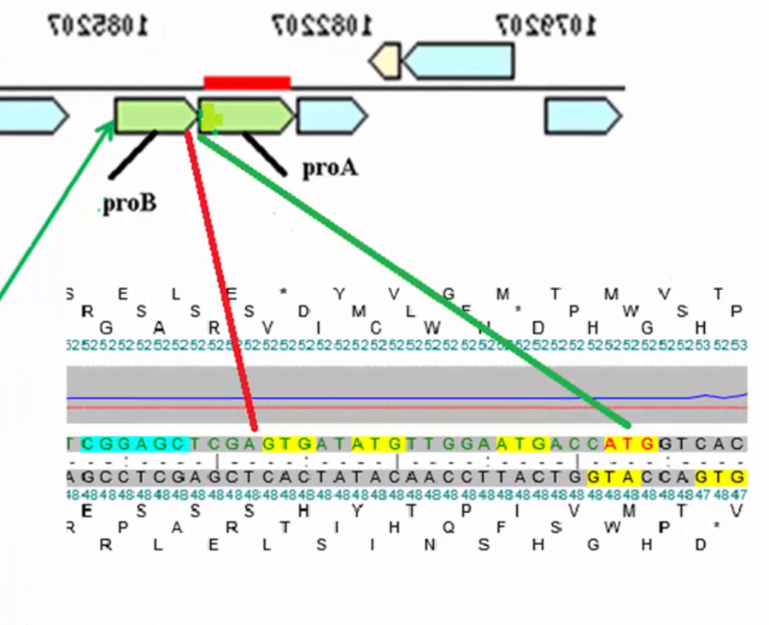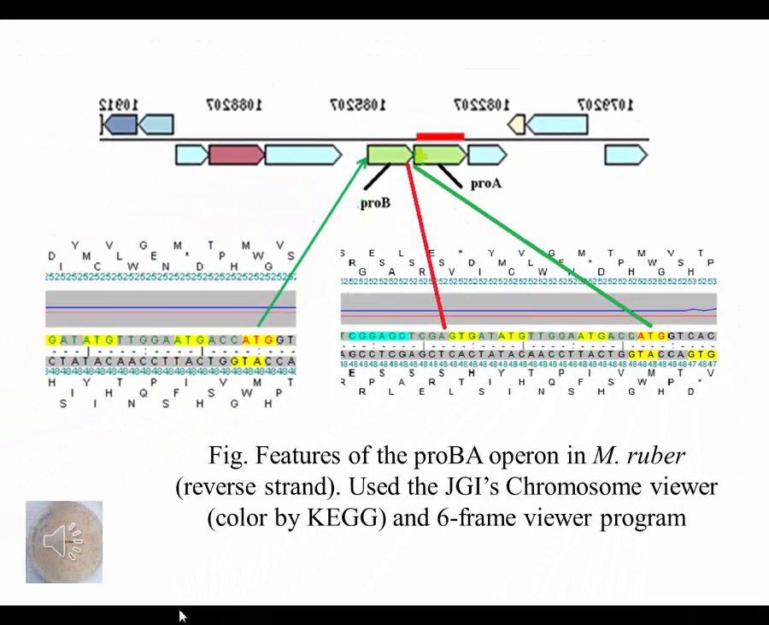There's another complication to our complementation assay study. A Shine-Dalgarno sequence has not been predicted within 8 to 13 base pairs of either the start codon of Pro-B or Pro-A in M-Ruber. Without a Shine-Dalgarno sequence like the one identified in front of E. coli Pro-A, this might mean that our Pro-A gene will not be expressed in the Pro-B-A clone of M-Ruber.